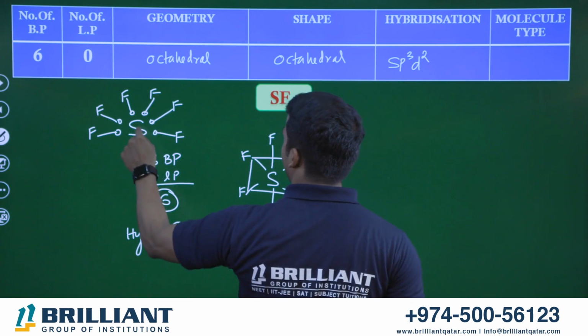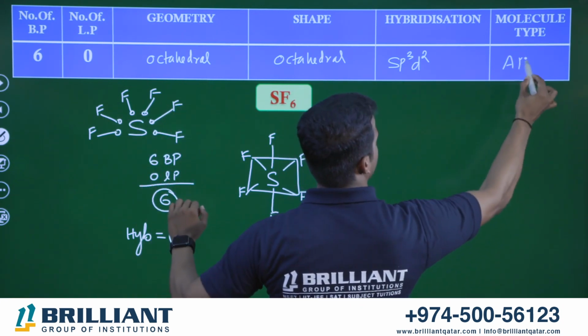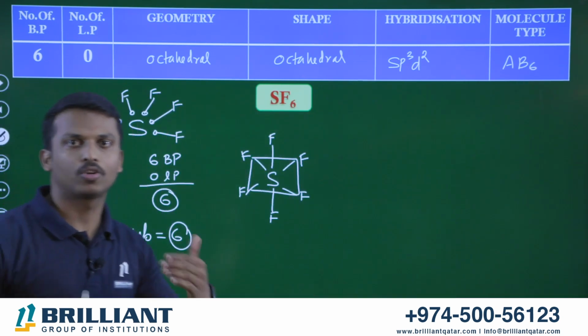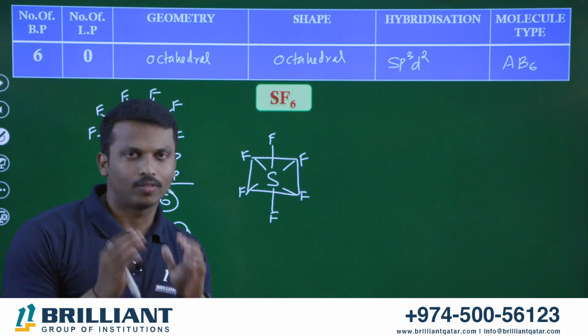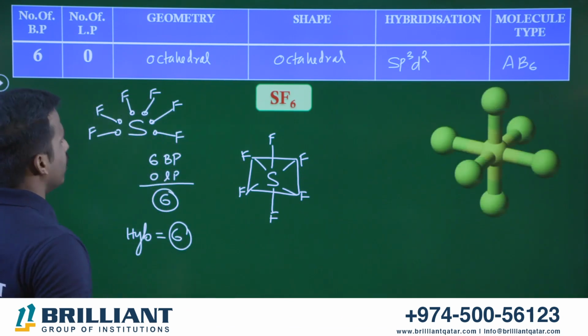And what is the type? Only one central atom, A. 6 surrounding elements, B6. Any lone pair? No. So AB6 type. Now able to speed up? Just a minute. I will show you the entire thing in one slide. 1 minute. Second last system.